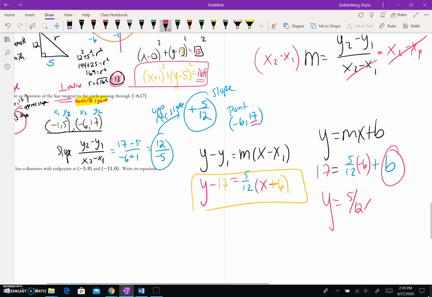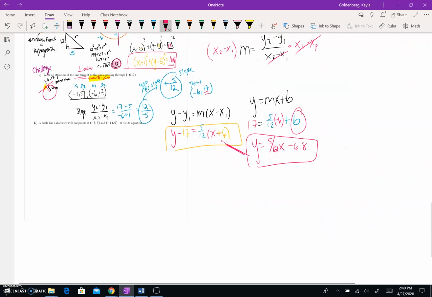So I'm just going to write it 5/12x plus. I'm going to do the solving real quick on my calculator. So if I do 5 divided by 12 times -6, and then if I do 17 divided by that answer, looks like B is about -6.8. Okay, so there are two different ways you can write your equation, depending on which way comes more naturally to you.